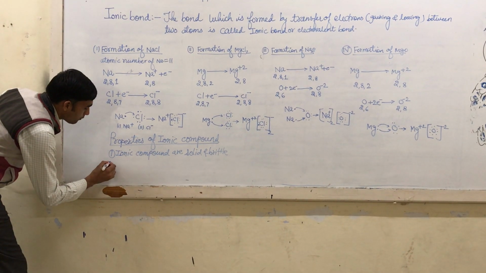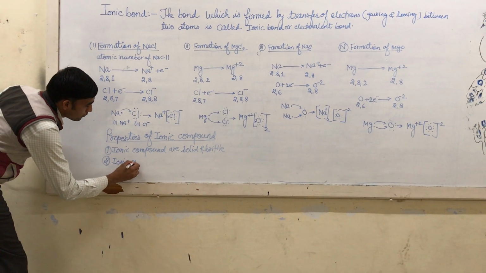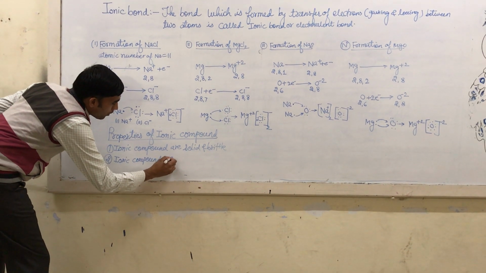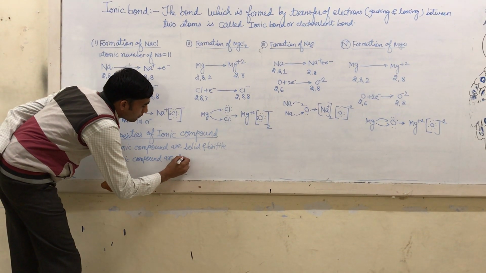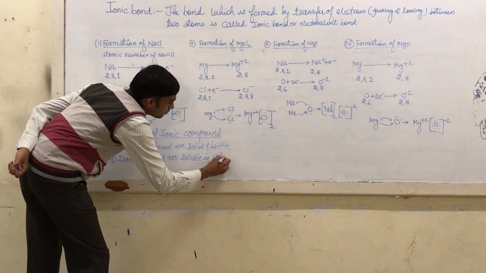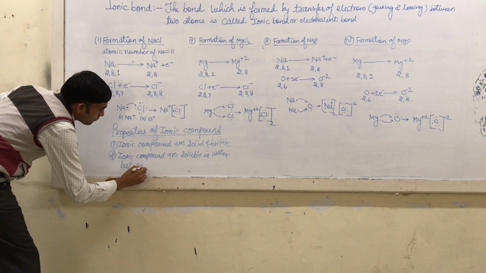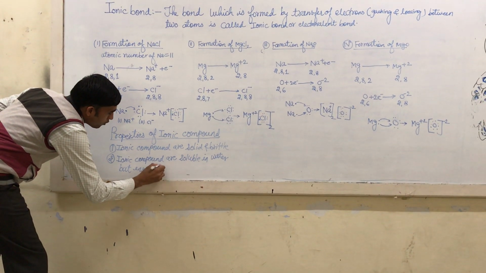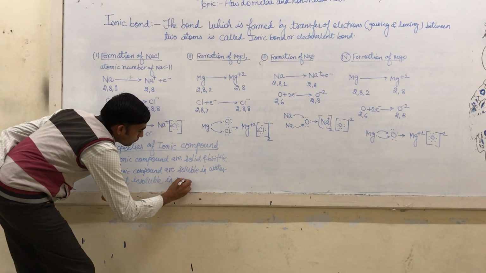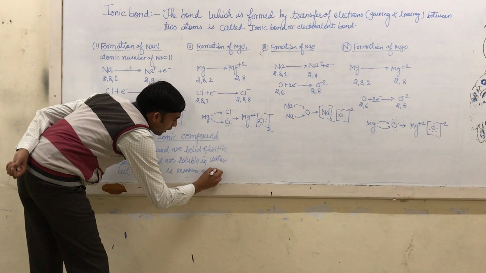Point number 2: ionic compounds are soluble in water but insoluble in kerosene and alcohol.